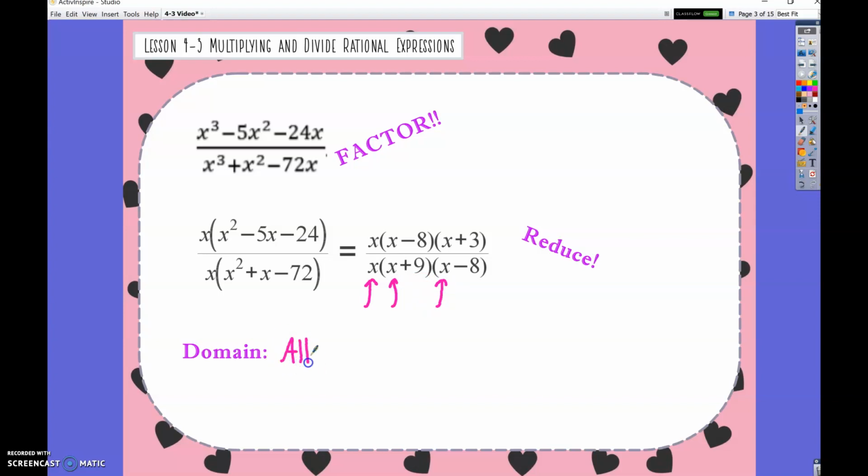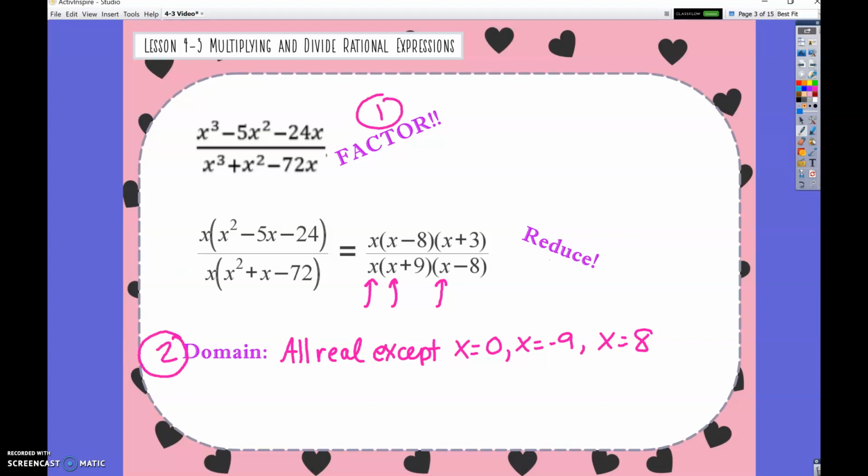So for the domain, we would say it's all real numbers except x equals 0, x equals -9, and x equals 8. If I put those values into each of those factors in the denominator, we would have a number divided by 0. So we want to do the domain second. Remember, the first step is to factor. The second step is to name your domain. And then we want to reduce.